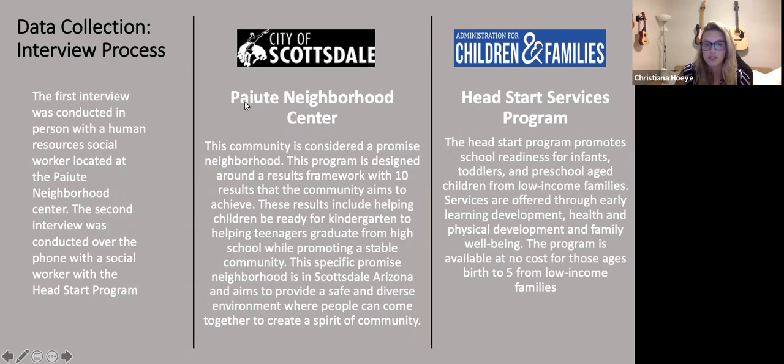So the first agency is the Paiute Neighborhood Center, and this community is considered a promise neighborhood. This program is designed around a results framework with 10 results that the community aims to achieve. These results include helping children be ready for kindergarten to helping teenagers graduate from high school while promoting a stable community. This specific promise neighborhood is located in Scottsdale, Arizona, and it aims to provide a safe and diverse environment where people can come together to create a spirit of community.